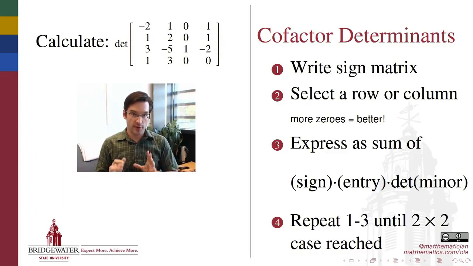One way of computing the determinant of a matrix that's particularly efficient if that matrix happens to have a lot of zeros in it is the method called cofactor expansion. Let's take a look at how cofactor expansion works.